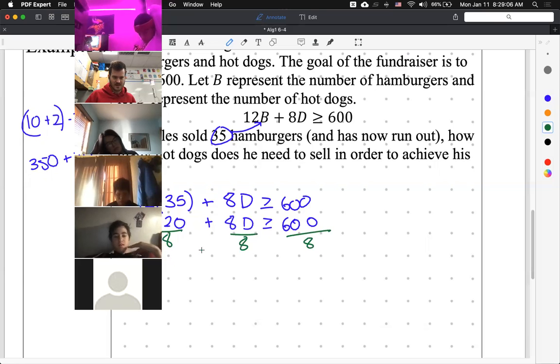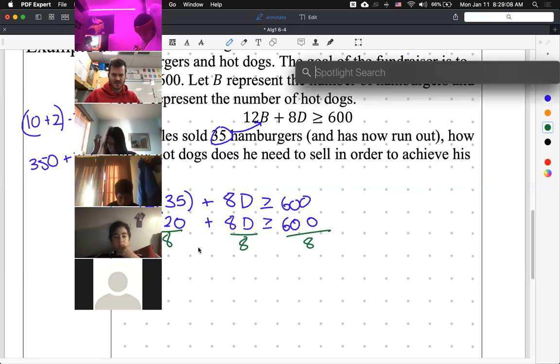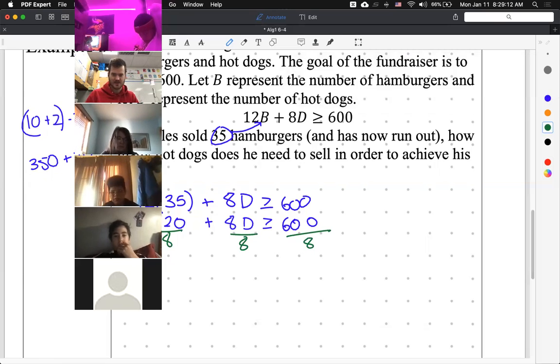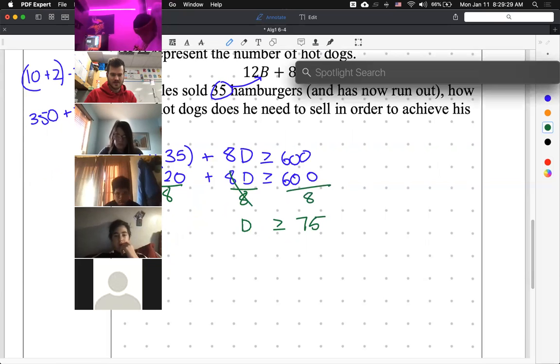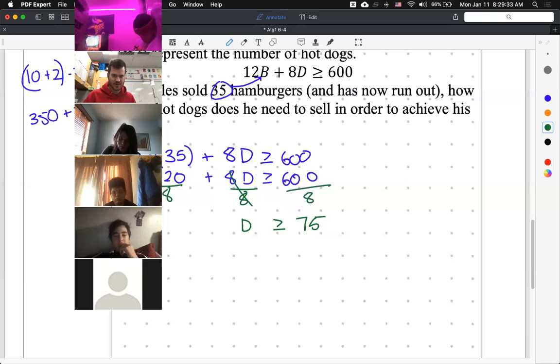And does 600 evenly divide by 8? 600 divided by 8, yes, it does. It's going to be 75. Thank you. Yeah, so we'll have 75. This symbol is still a greater than or equal to. On the left-hand side, we have the D isolated because the 8 and 8 cancel out. 420 divided by 8 is 52.5.